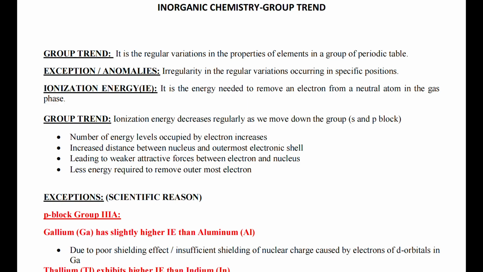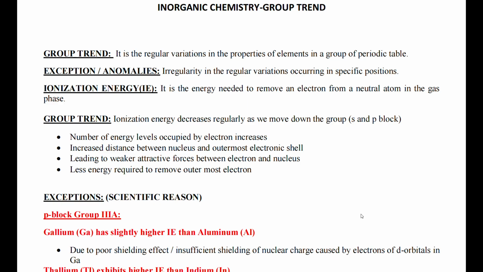I'll break down the term for you. Ionization, ion formation. And how is an ion formed? An ion is formed by the removal of an electron. So it is the energy required for the removal of the electron from the valence shell. Keep in mind that the outermost shell electron will be removed and the state of the element is in the gaseous phase. That energy is called the ionization energy.